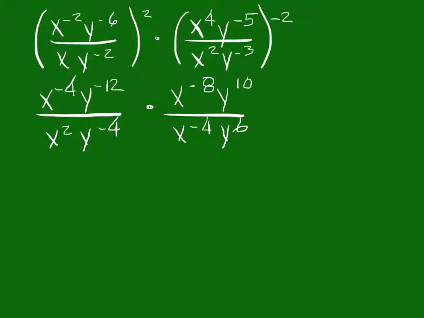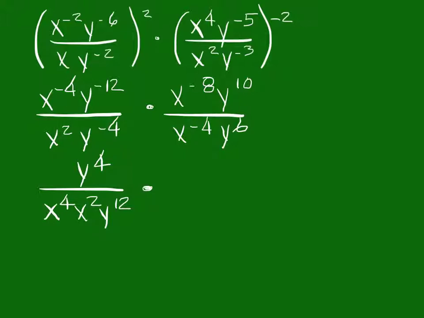Now go through and simplify the negative exponents. X to the negative 4th on the top must go to the bottom, become x to the 4th. You have x to the 2nd on the bottom. It does not move. The exponent is positive. You have y to the negative 12th on the top. It must go to the bottom and become y to the 12th. The y to the negative 4th from the bottom goes to the top and becomes y to the 4th.